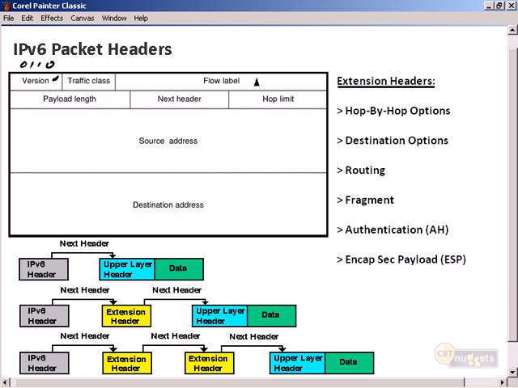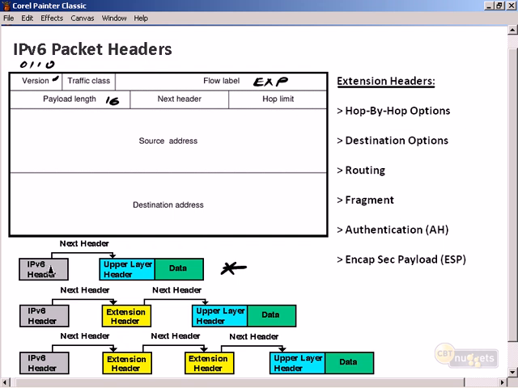The flow label is experimental, so we'll just bypass that. The payload length is going to specify the entire payload length, everything that follows this header in the packet. This field is 16 bits long, and then we have next header. This is an 8-bit selector which uses the same values as IPv4 to identify the type of header that immediately follows the IPv6 header.